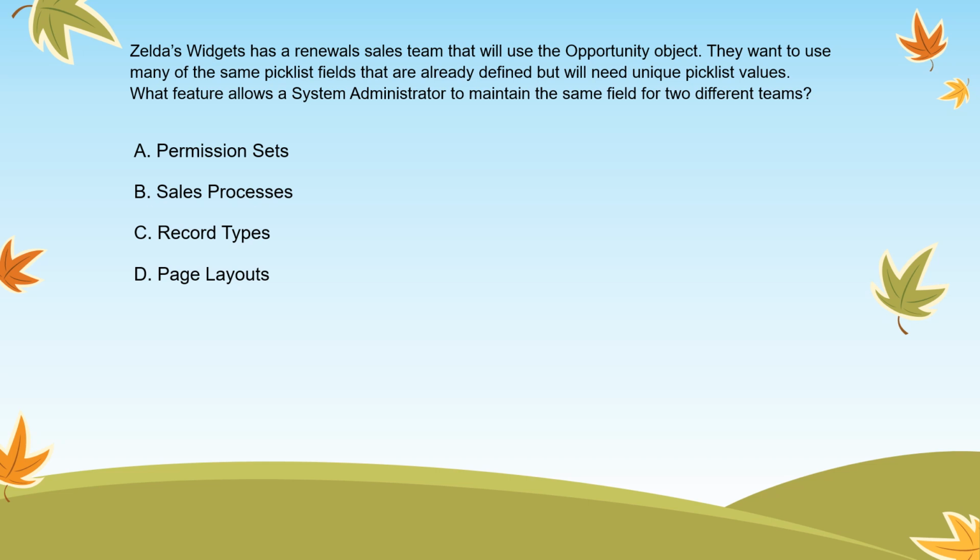C, record types. Well, record types determine which business process, page layouts, fields, and pick list values the user can access, and allow the admin to maintain the same field for two different teams. So it's going to be record types. But let's look at page layouts. So page layouts is incorrect because it determines the fields that the users are able to see on the page but does not control the values in the pick list, and this specifically asks for pick list values. So pick list values fall under record types.